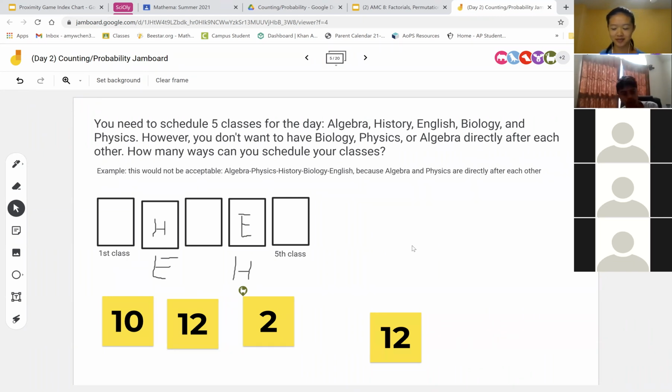If you don't want to have biology, physics, or algebra after each other, there's only one possible set of positions we can arrange those three classes in. There are multiple possible ways, but only one set of positions in which you can arrange those three classes. So what set of positions can you arrange those three classes in so that biology, physics, or algebra are not directly after one another?